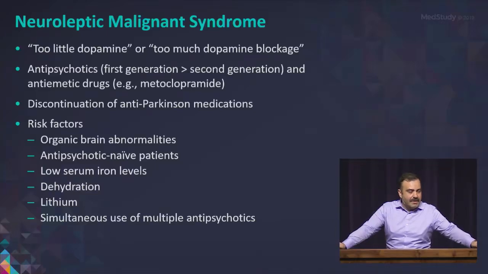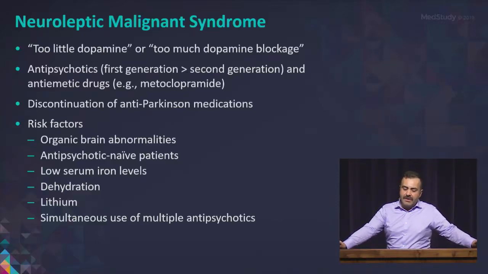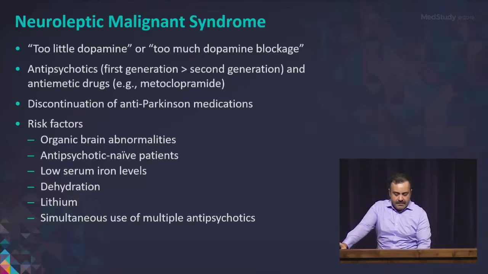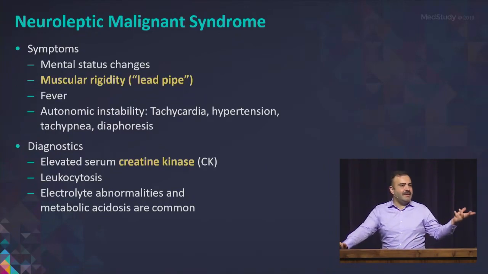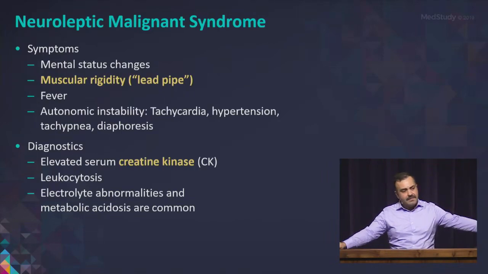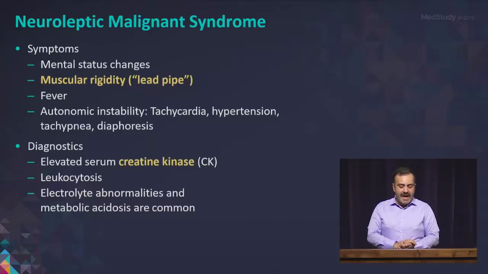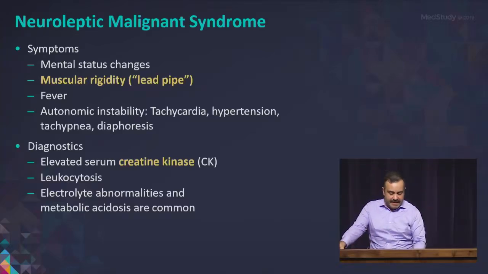The risk factors are, number one, organic brain abnormalities. If patient is not used to antipsychotics and you suddenly have a big dose going in, increased risk. For some reason, we don't know why, I would keep in mind. Low serum iron levels can be correlated with neuroleptic malignant syndrome, and also dehydration and lithium. The key symptom in this condition to remember is that lead pipe rigidity. And remember, because these guys have severe rigidity, there are a lot of muscles tensing up, so they have a lot of muscle breakdown. So on your labs, you will see that elevated CK.